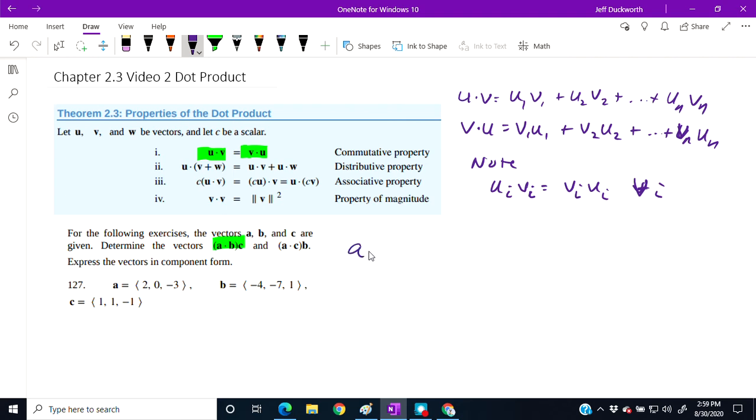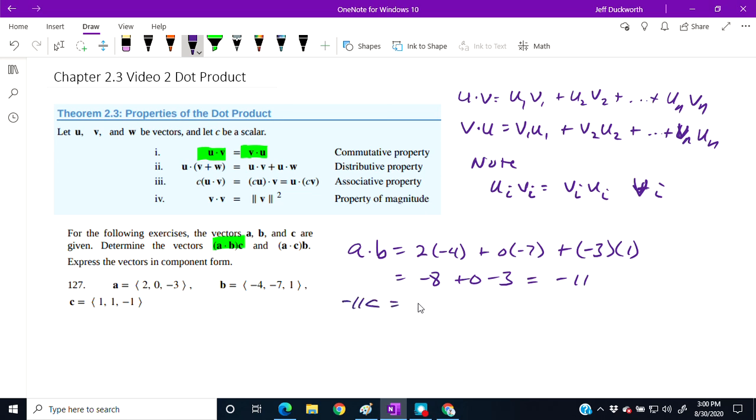All right, so first of all, a dot b is going to equal 2 times -4 plus 0 times -7 plus -3 times 1. And this equals -8 plus 0 minus 3, which is -11. So if I then have -11 times c, that's -11 times the vector components of c, which are 1, 1, and -1. And this equals -11, -11, and +11.